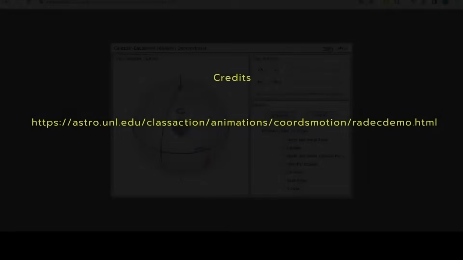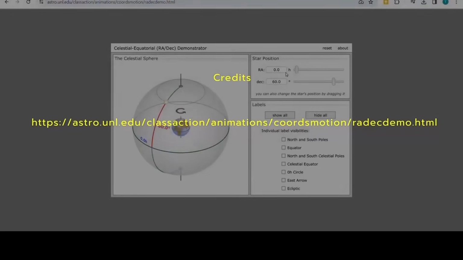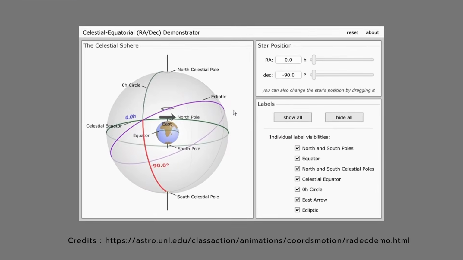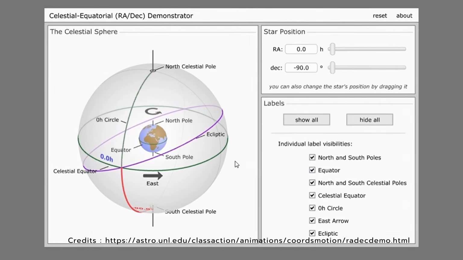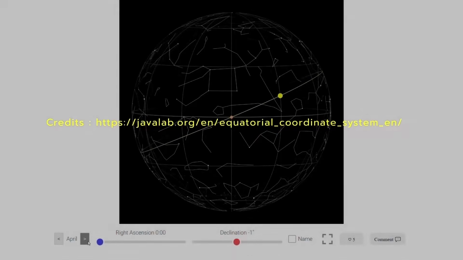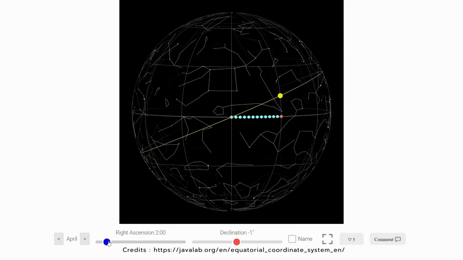You can also use this simulation from unl.edu to visualize how these coordinates change for a given star. As you can see, positions of the star are almost constant. Only exception for us is the Sun. In this simulation from javalab.org, we can see that declination and right ascension of the Sun changes throughout the year. At this location in April, it is 2 hours and 10 degrees, while at this location in June, it is 6 hours and 23 degrees.